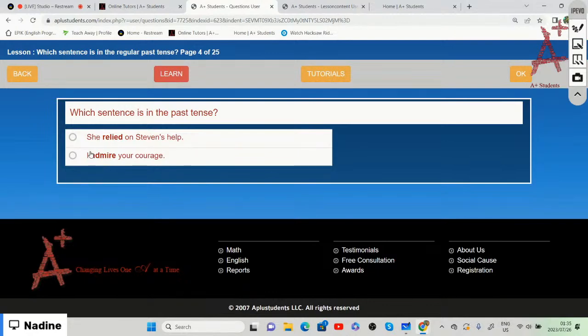"She relied on Stephen's help," or "I admire your courage." We need to choose the correct sentence which shows the past tense. So is it "She relied on Stephen's help," or "I admire your courage"?